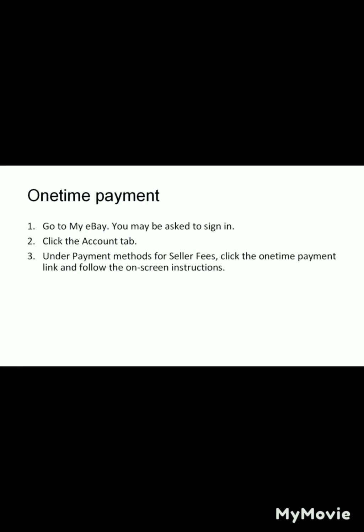you authorize eBay to collect a payment from your credit card or bank account at any time by following the method below. 1. Go to My eBay. You may be asked to sign in. 2. Click the Account tab. 3. Under Payment Methods for Seller Fees, click the one-time payment link and follow the on-screen instructions.